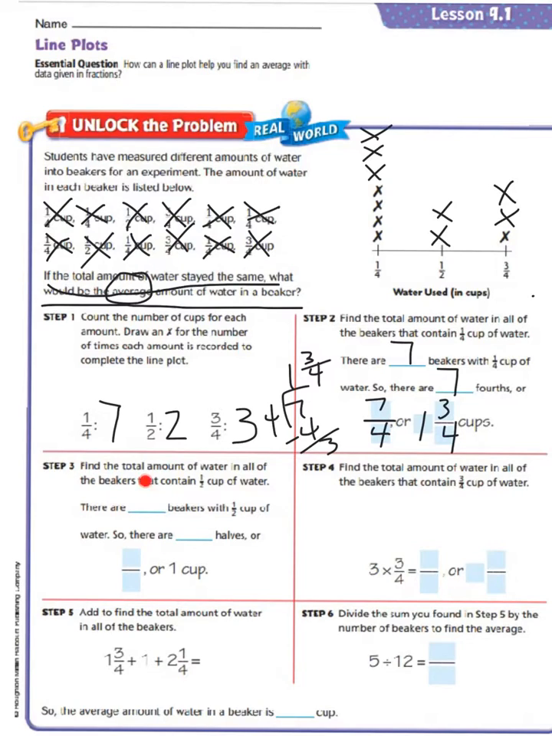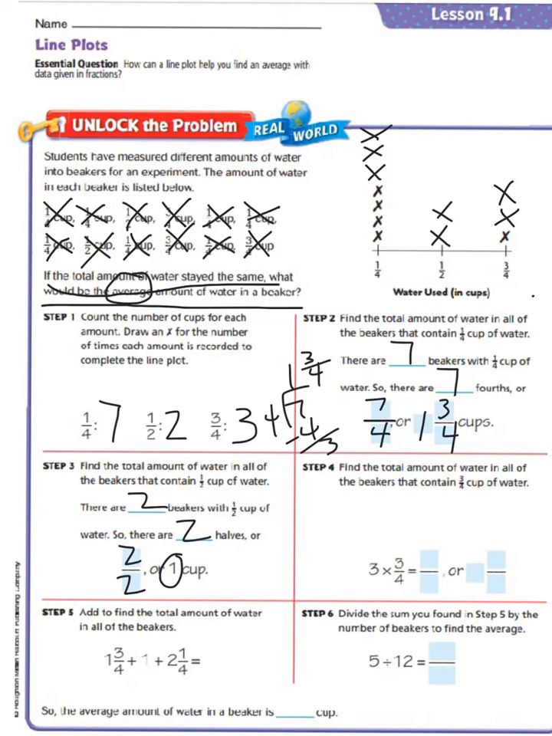Now let's look at step 3. Step 3 says find the total amount of water in all the beakers that contain a half a cup of water. So there are 1, 2, or like we have here, 2 beakers with a half a cup of water, so there are 2 halves. And we know when the numerator and the denominator are the same, that's going to equal our whole number of 1. So let's look at step 4. It says to find the total amount of water in all the beakers that contain 3/4 cup of water. So we have 1, 2, 3, or like we have here, 3.